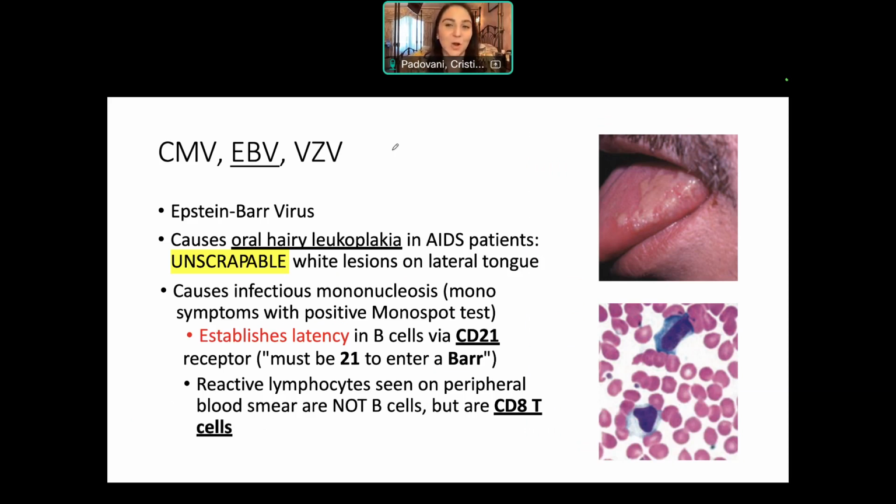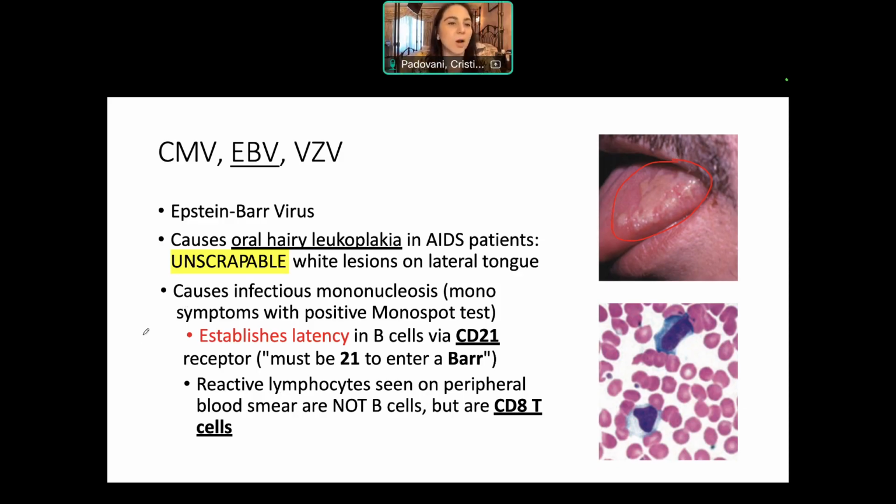EBV, this is Epstein-Barr. This is actually what causes mono. But in immunocompromised patients, so someone with AIDS, it causes oral hairy leukoplakia. Oh my God, oral hairy leukoplakia. Okay. So oral hairy leukoplakia in an AIDS patient, basically what they're going to say is there are white lesions on the lateral tongue, but they're going to be unscrapable. You try to scrape them off and they don't come off. They're trying to tell you this is Epstein-Barr. This is not Candida, because remember with Candida, you get white lesions, but they do scrape off. They're unscrapable. So if you see that, this is Epstein-Barr, okay?